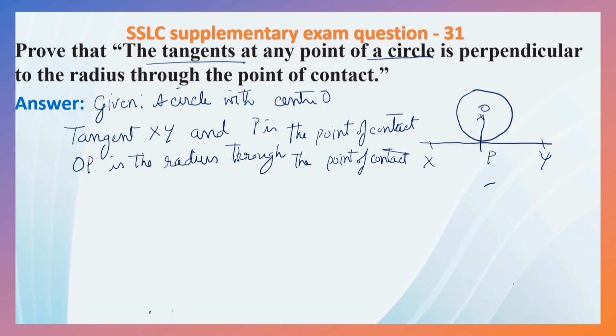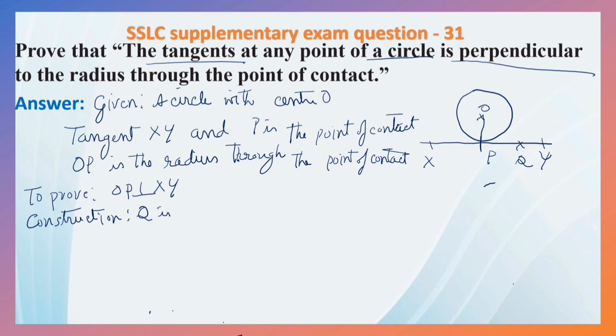Then to prove, OP is perpendicular to XY. Construction: Q is any point on the tangent XY other than P.